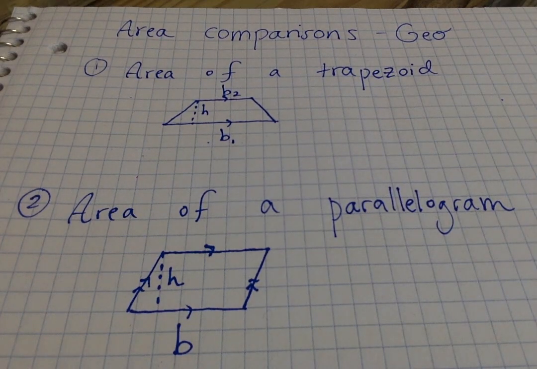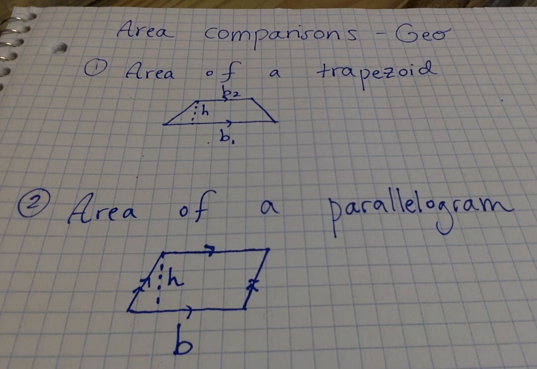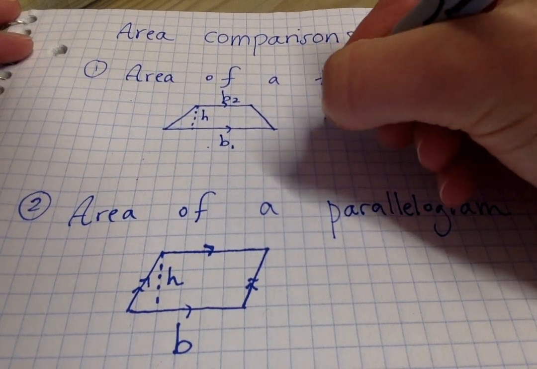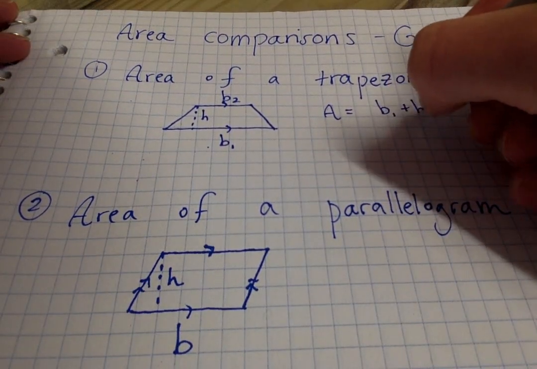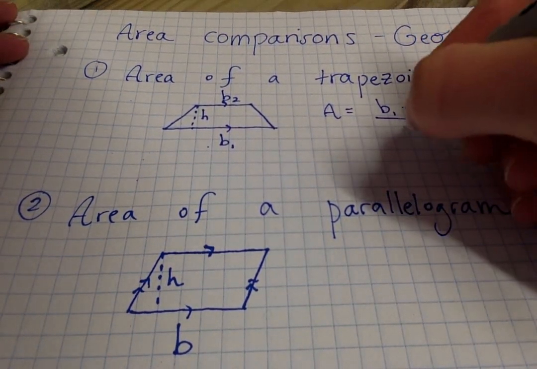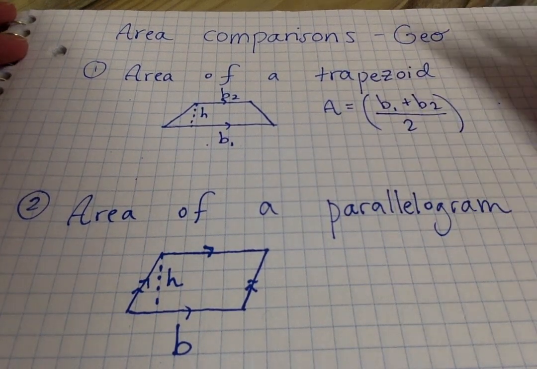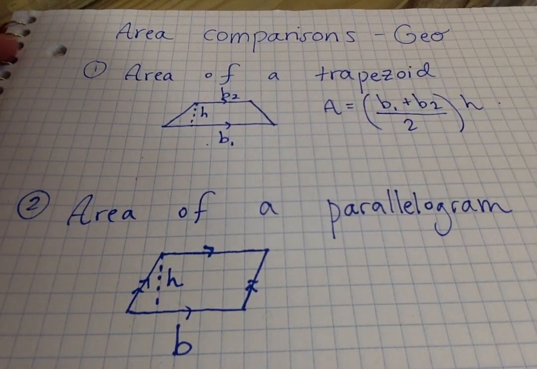Hi Geometry. Today we're going to look at some different area comparisons to make sure we're understanding the relationships between the areas. So first off, we've got area of a trapezoid. This is what you guys were looking at on Monday. As you saw, what we did was we averaged the bases. We said that area of a trapezoid is base 1 plus base 2 over 2. That is averaging our two bases. And then we multiply by our height.